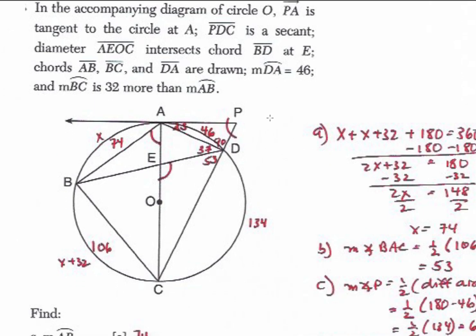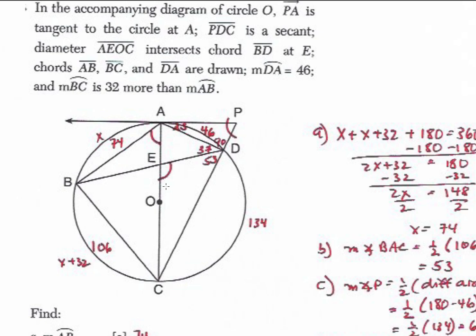These are great practice. You're not going to get one like this on the test, but you practice so much that I can't help but do one of these. It says PA is a tangent, PDC is a secant, AC is a diameter, BD is a chord, and so are BC, AB and AD. It tells you that AD is 46. Since this is a diameter, that means CD has to be 134.